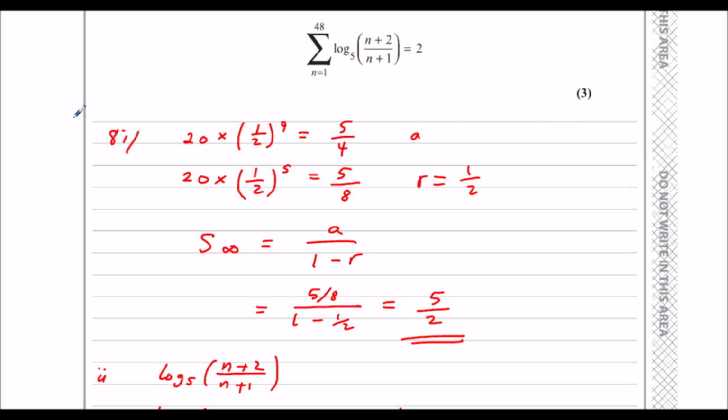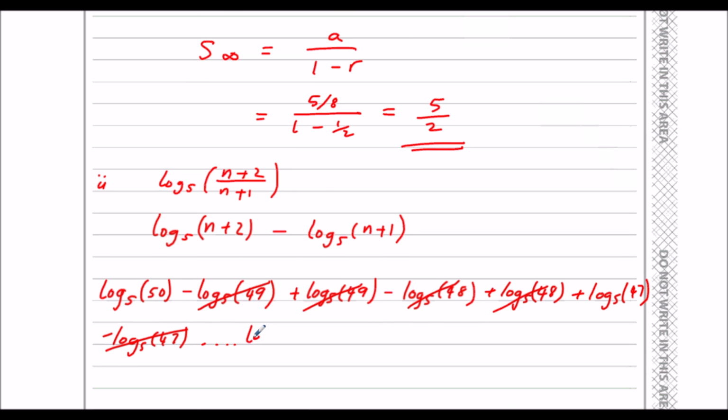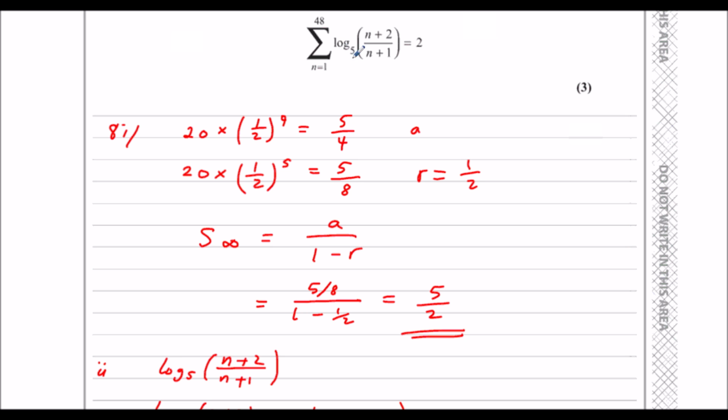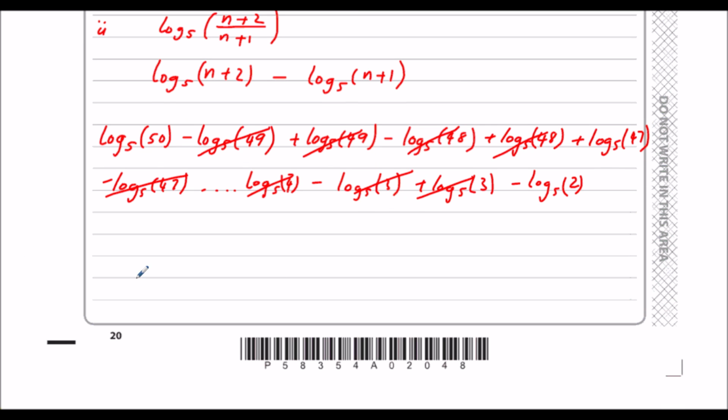So when n is 2, we'll have log 5 4, which would have already cancelled with the one before it, minus log 5 3. And then when it's 1, log 5 3 minus log 5 2. So all we've actually got left is log 5 50, take away log 5 2.